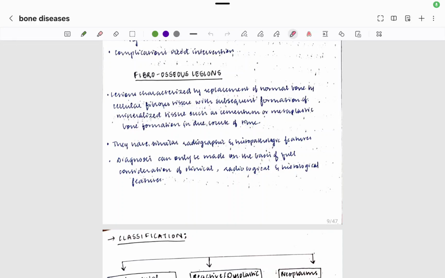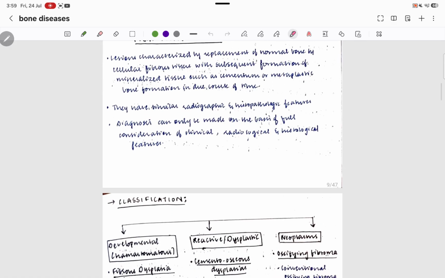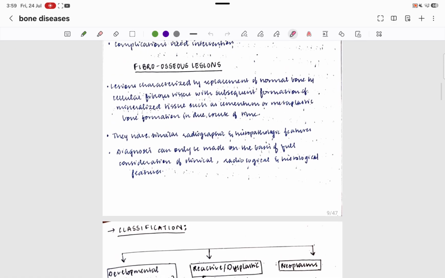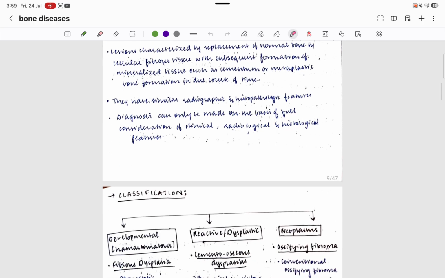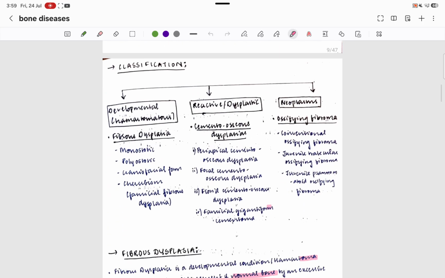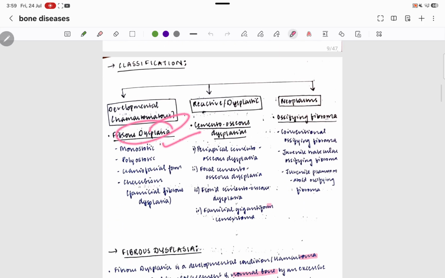Hello everyone, welcome back. So today I'm going to start with the leftover topic in the fibro-osseous lesions, and in detail we were discussing fibrous dysplasia. We discussed monostotic, polyostotic, craniofacial. Now the only thing that has been left out to discuss is cherubism. Once I finish cherubism, we finish a major 10 marker, that is your fibrous dysplasia. So once we finish cherubism, we will move on to the other lesions.